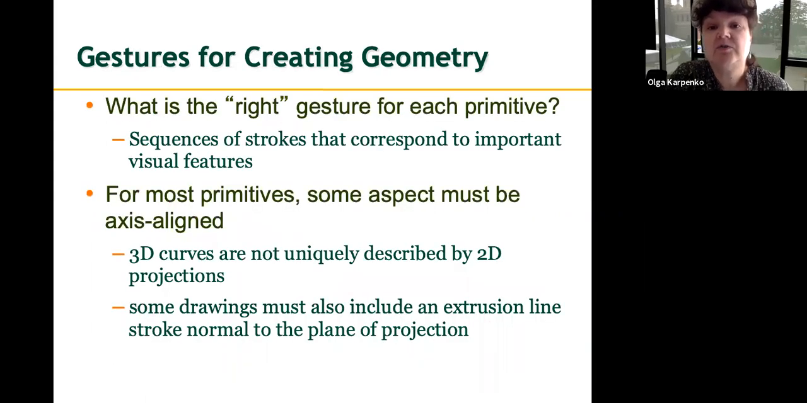And of course, they needed to think about what the correct gesture is for different primitives, like cube, sphere, cone, and so on. What makes sense? What captures the important visual features of each shape? And I think they've done a great job. They came up with gestures that are very intuitive. Often they do things that are axis aligned, just because this particular paper focused on rectilinear shapes.